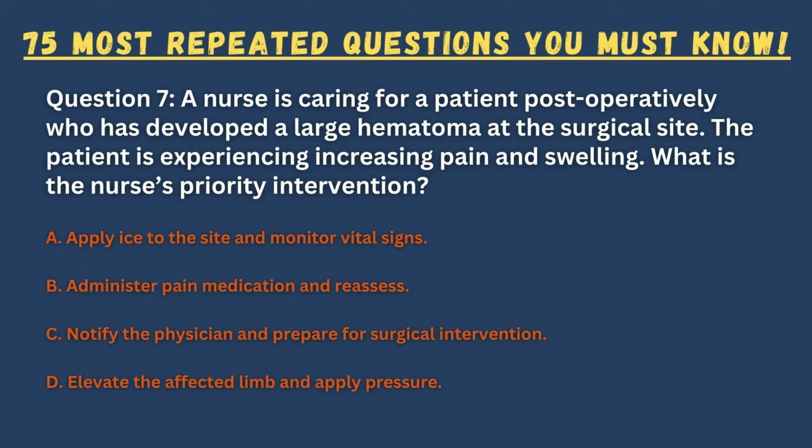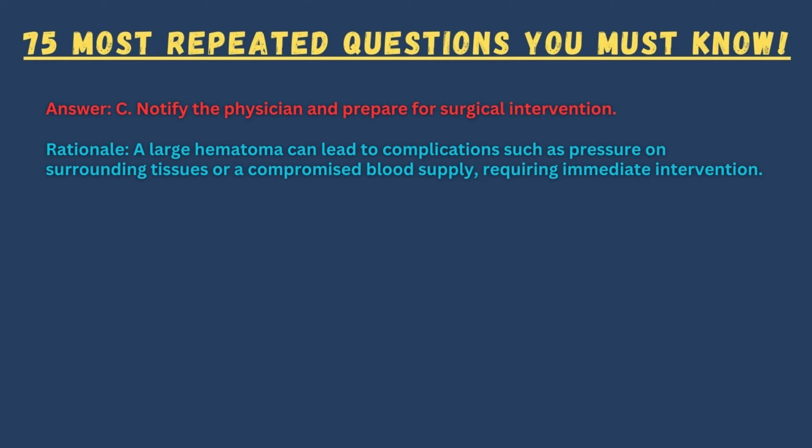A. Apply ice to the site and monitor vital signs. B. Administer pain medication and reassess. C. Notify the physician and prepare for surgical intervention. D. Elevate the affected limb and apply pressure. Answer: C. Notify the physician and prepare for surgical intervention. Rationale: a large hematoma can lead to complications such as pressure on surrounding tissues or a compromised blood supply, requiring immediate intervention.